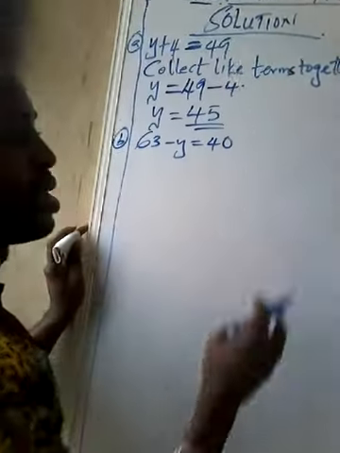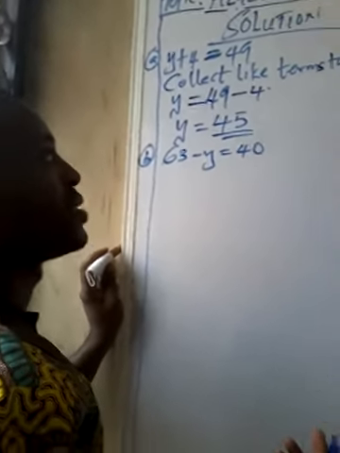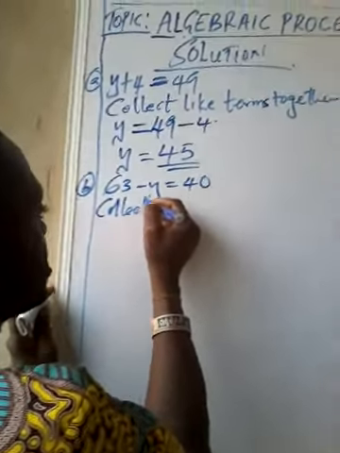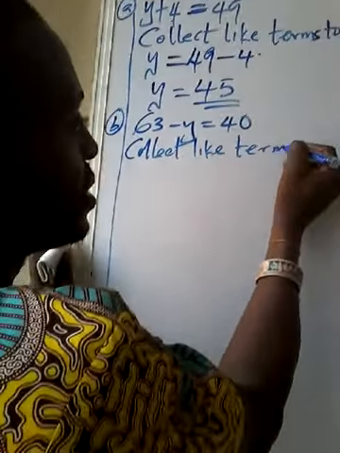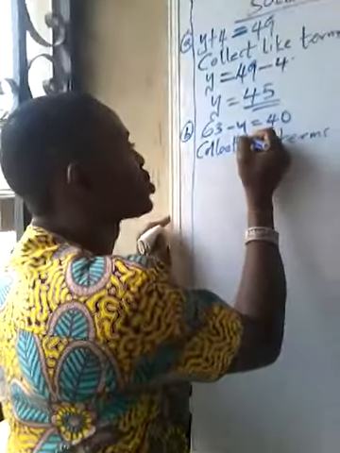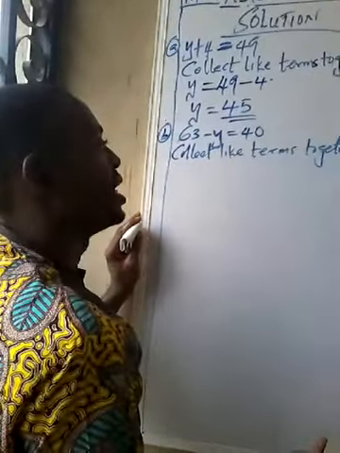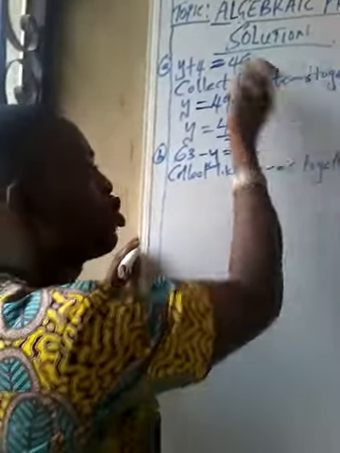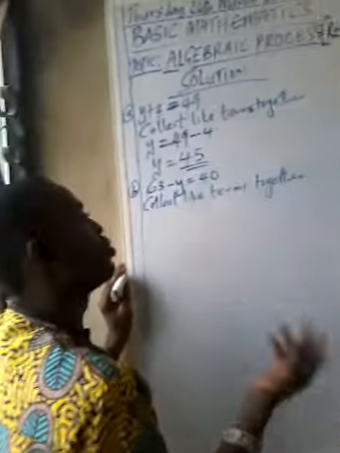Still the same level as letter A. What you are required to do is just collect like terms and you get your answer. So collect like terms together and perform this action. Now, in this case, so that you don't confuse yourself and you make the work simpler, you can leave the y, move the y to the right hand side and let the 40 come to the left hand side. They are still moving, and each entity that moves, the sign will change.